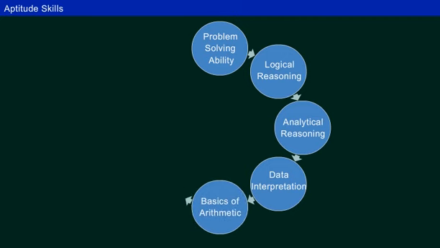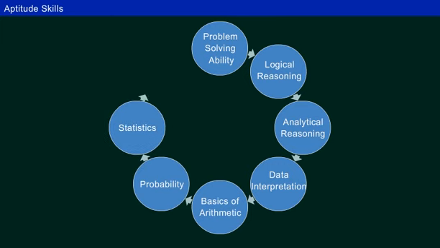Basics of arithmetic. It helps to identify the fundamentals of mathematics. Probability. It is a branch of mathematics which deals with calculating the likelihood of a given occurrence. Statistics. It is a branch of mathematics which deals with numerical data. Data analysis. It is a process of cleaning, inspecting, and transforming the data.